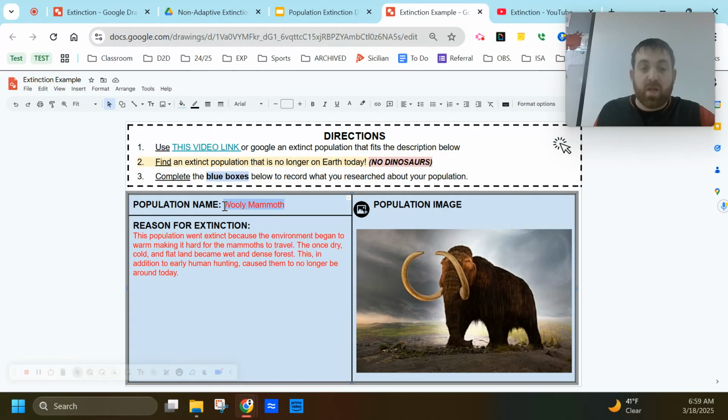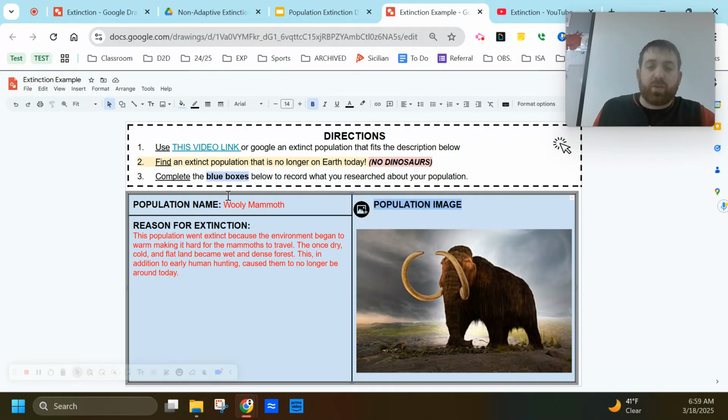I found one that is pretty common that many of us know. That's the woolly mammoth. And when you are researching your species, you're going to be looking for the population name, the reason for their extinction, and then an image of what they looked like. This could be a bunch of different things. It can be an artist's rendering or has been drawn. It can be a computer model of some kind. Obviously, these species are extinct, so a lot of their images are based on bone structures and things that scientists have found, but find one that looks like the species.